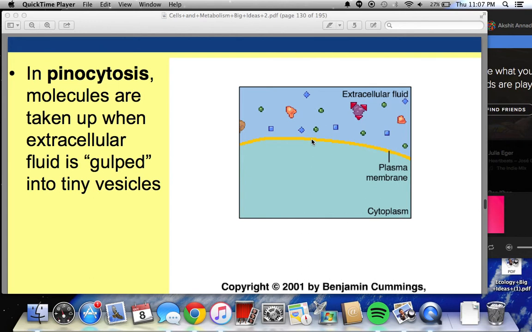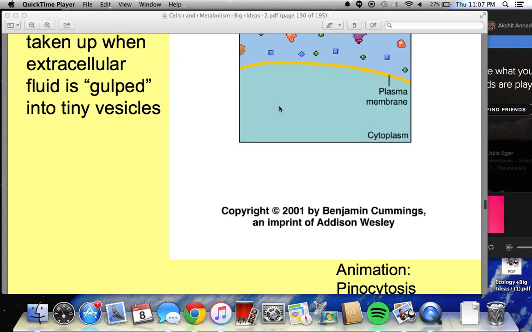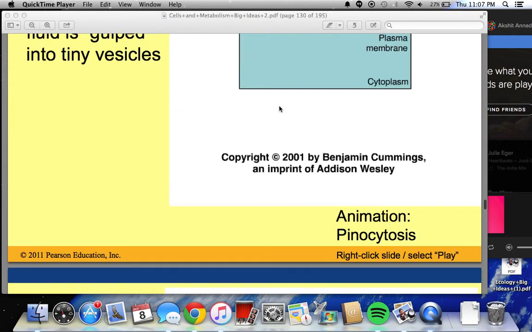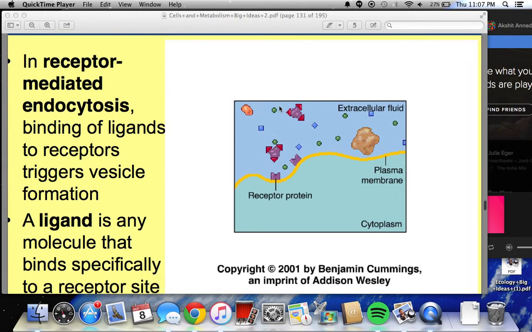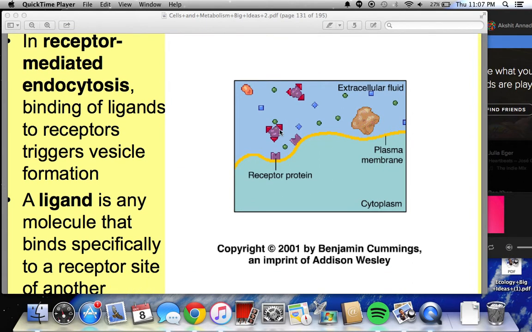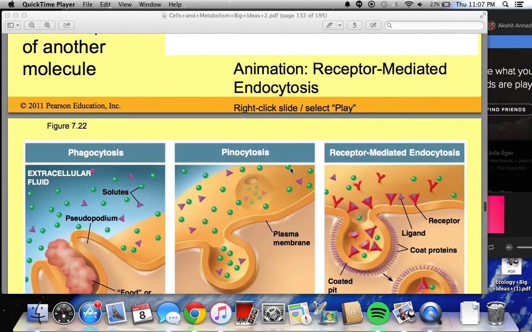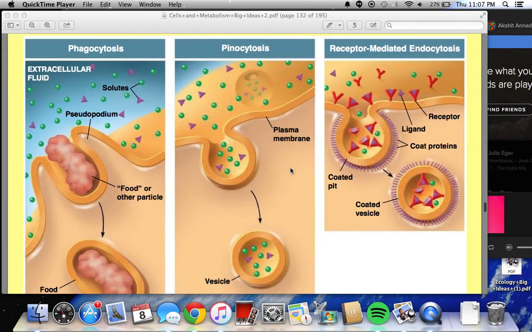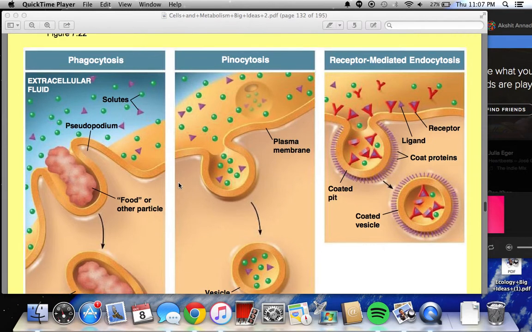In pinocytosis, the same thing happens, but instead of a nutrient in the vesicle, there's some water and some other fluids. And in receptor-mediated, the binding of ligands to receptors, so basically like a Lego to another Lego, if you want to think about it like pieces in a puzzle, makes the vesicle happen. And here's just a really good picture to explain that.